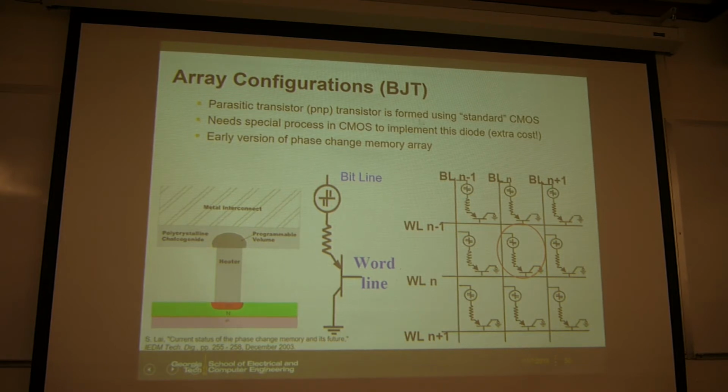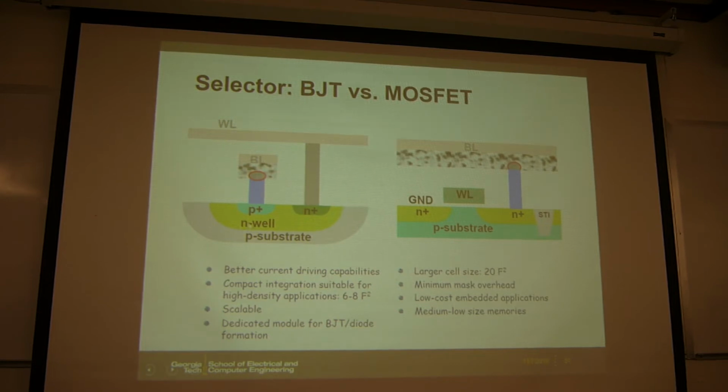The advantage of the BJT is that it delivers higher current than the CMOS MOSFET transistor at the same area, same size. So BJT has higher current, and this is suitable for phase change memory because phase change memory needs high current, right? So the BJT is good in this sense. And because it can deliver higher current, the cell size for the BJT can be lowered, like 6 to 8 F square.